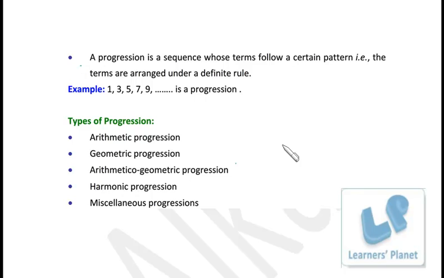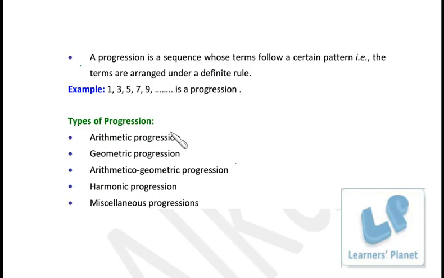Now first of all, let's understand what is a progression. A progression is a sequence whose terms follow a certain pattern. That is, the terms are arranged under a definite rule. We can see over here 1, 3, 5, 7, 9. Now this is a progression of odd numbers, right? All the numbers in this series are odd numbers, right? And the difference between these two, and these two is same, right? So we can call it a progression or a series.